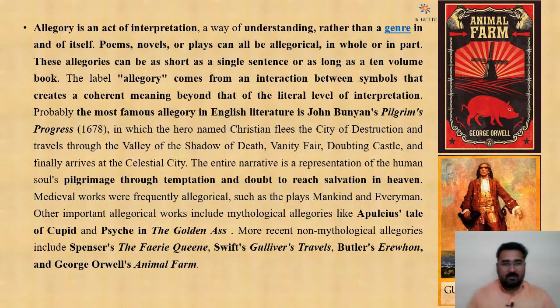Medieval works were frequently allegorical, such as the plays Mankind and Everyman. Other important allegorical works include mythological allegories like Apuleius's Tale of Cupid and Psyche in The Golden Ass. More recent non-mythological allegories include Spenser's Faerie Queene, Swift's Gulliver's Travels, Butler's Erewhon, and George Orwell's Animal Farm.